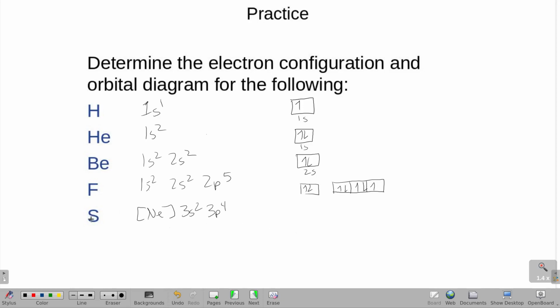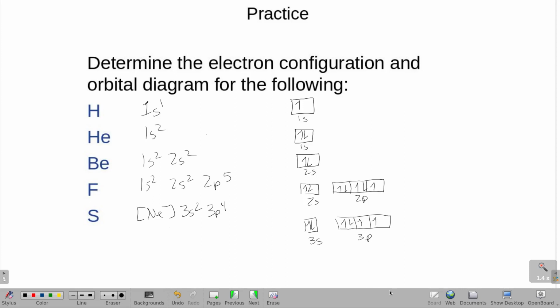And then for S, it's going to look very similar. I need to label these. It's going to look very similar to the one right before it, the fluoride, but it's going to be 3s and 3p. Two electrons here, but only 4 here.